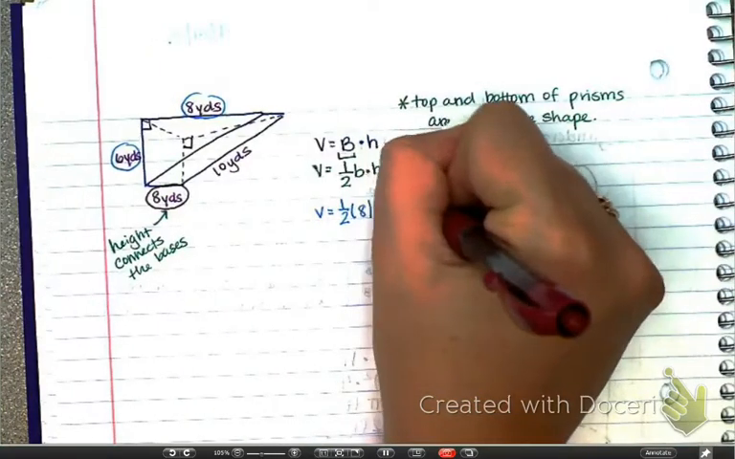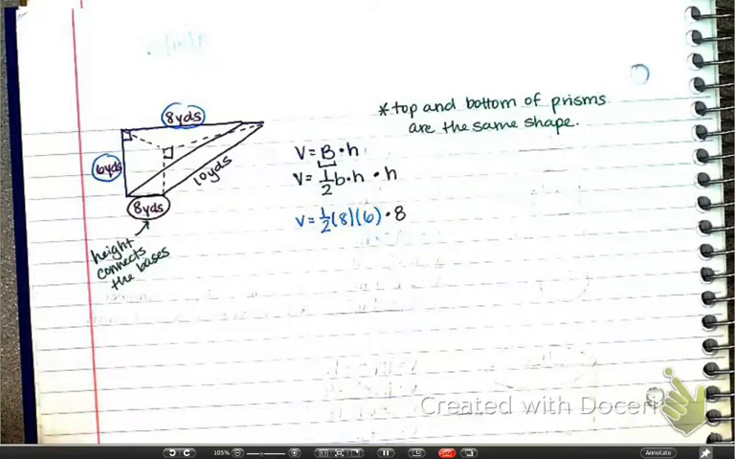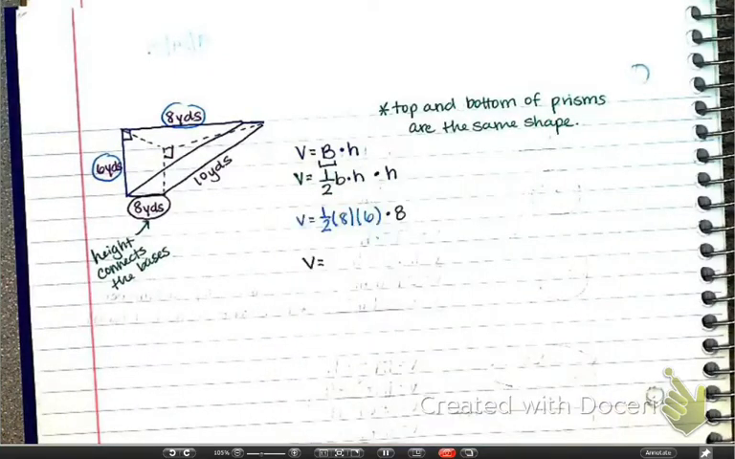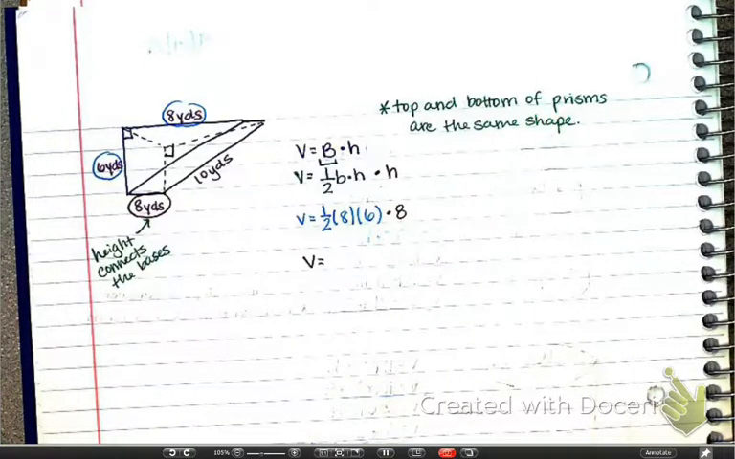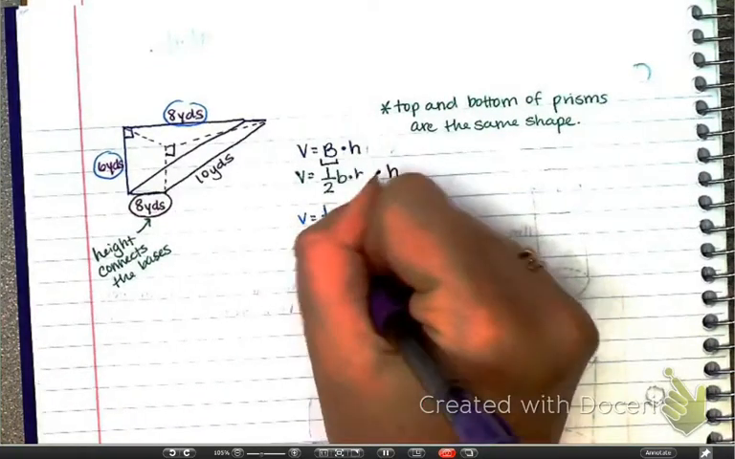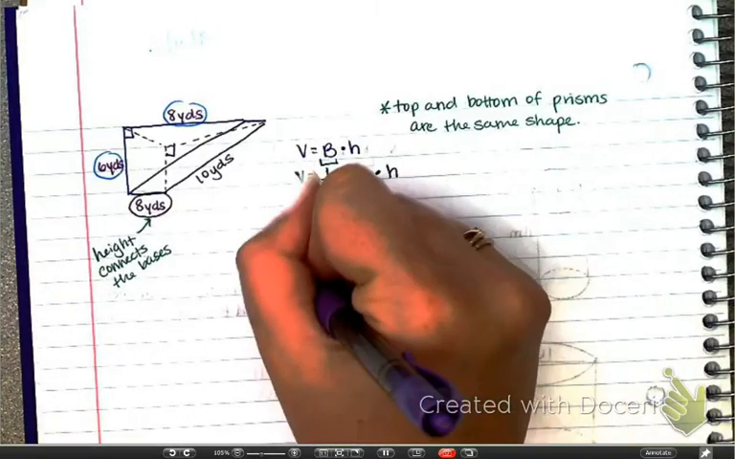So I'm going to put in times 8. Your calculator is going to do all this work for you. 8 times 6 times 8 divided by 2 gives you what? Haley? 96. 192. So 192 yards cubed should be your final answer.